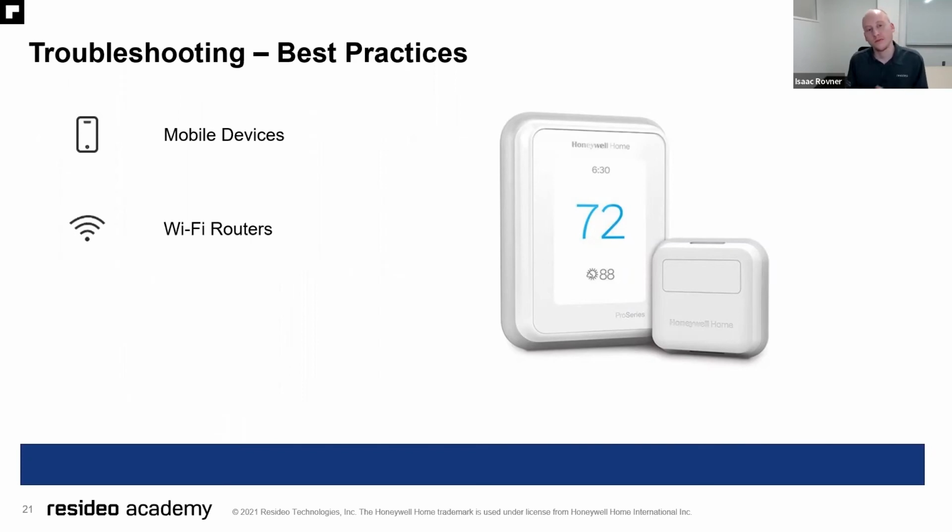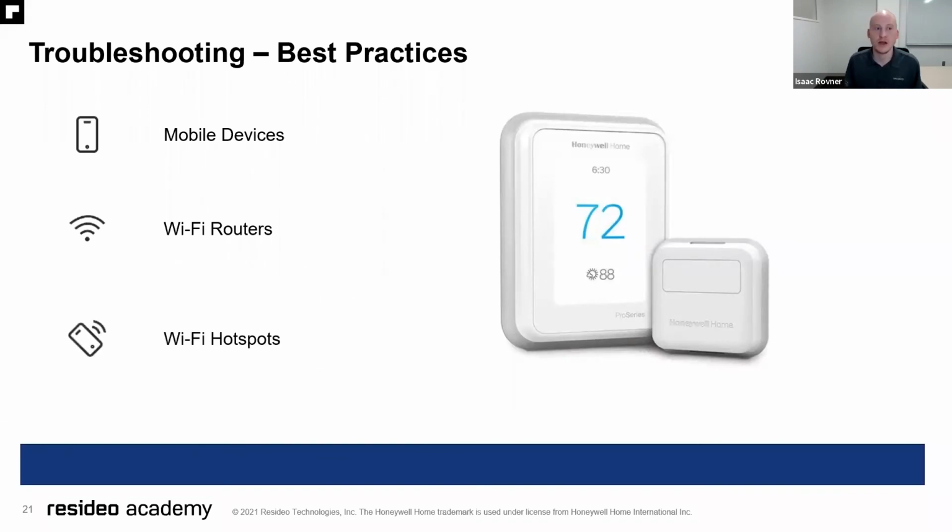Now, we also want to make sure that we're using a home Wi-Fi network, as our T-Series Wi-Fi thermostats are designed to be connected to a home wireless router. So if we run into any light commercial applications where we're using enterprise networks or a different type of network, we might run into some issues there. So again, it's important to identify what network we're using before we start the connection.